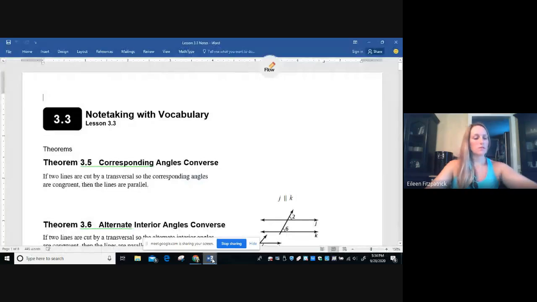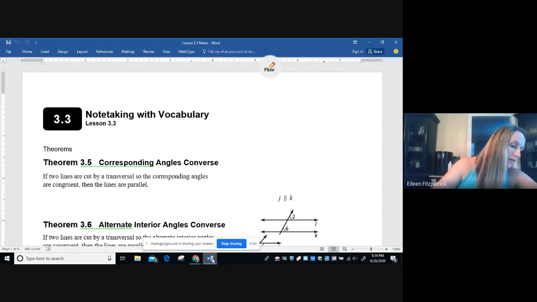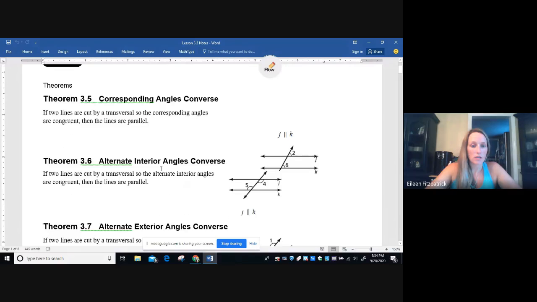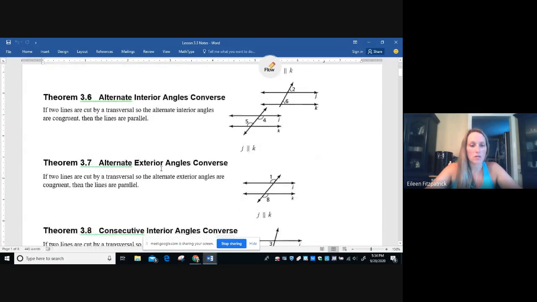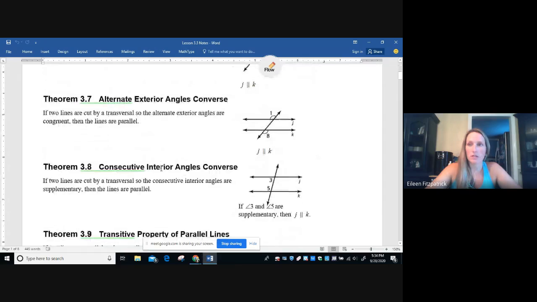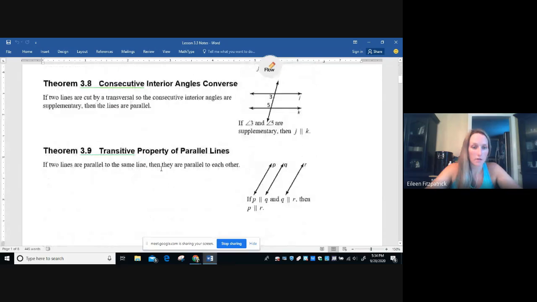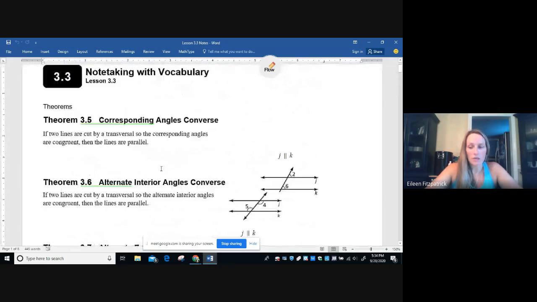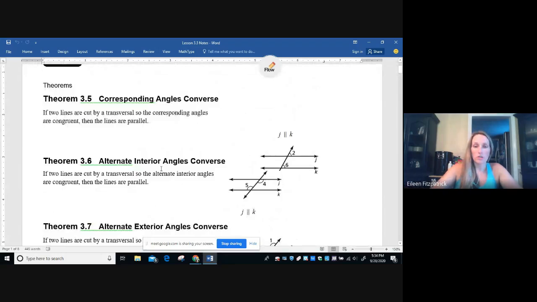Okay, so for this lesson, we're actually going to learn the converse, right? When you flip the hypothesis and the conclusion of the theorems we learned in the last lesson. All right, so we have the corresponding angle theorem, the alternate interior angle converse, the alternate exterior angle converse, the consecutive interior angles converse. All right, so I'll read these. I'll show you the shorthand that we're going to use for our proofs, and then we'll jump into some problems.